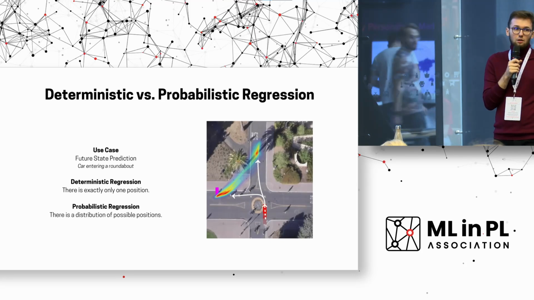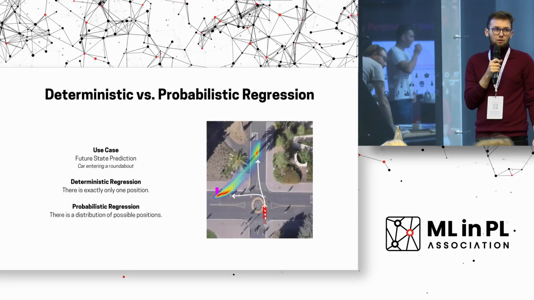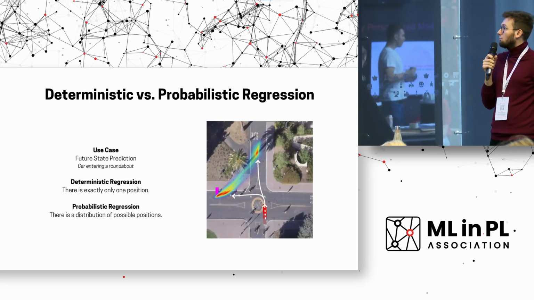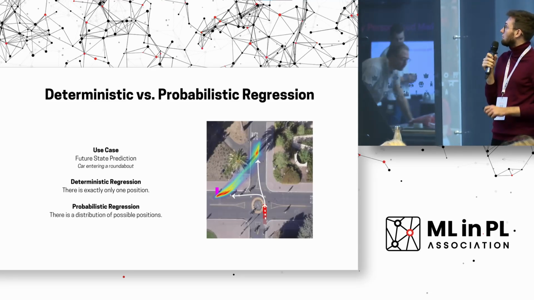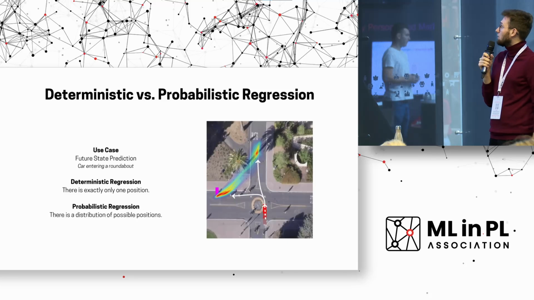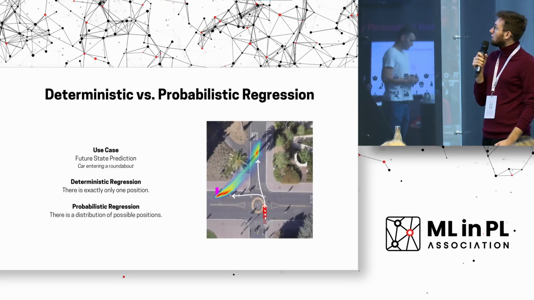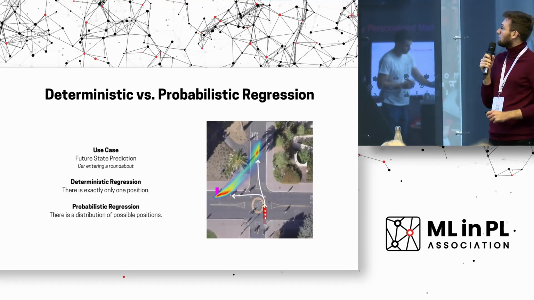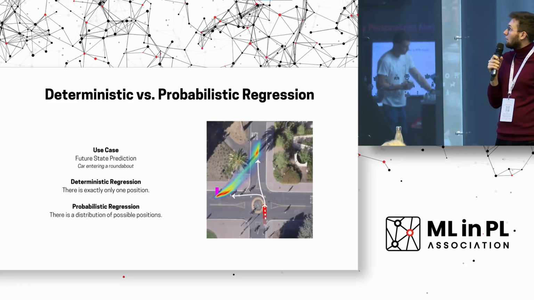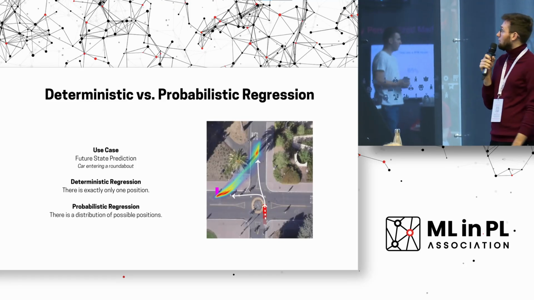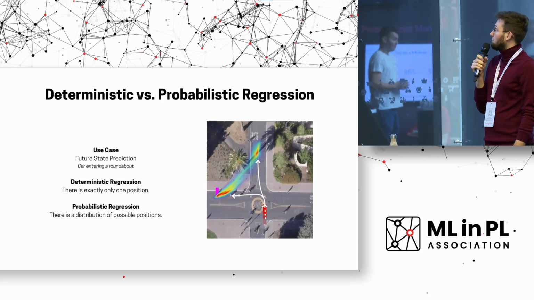So here we've got the probabilistic regression, which is not returning a point prediction, but rather the whole probabilistic distribution that is marked by the heat map. We can observe that it predicts that, okay, probably it can go on the left side, but also it can go straight. So this is the very brief recap of that.